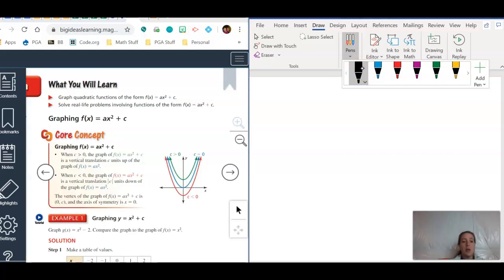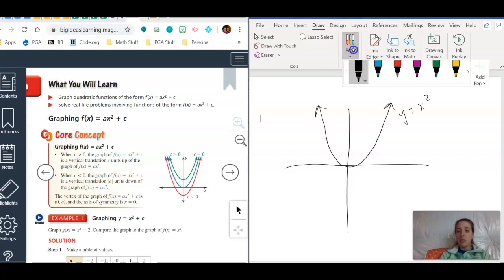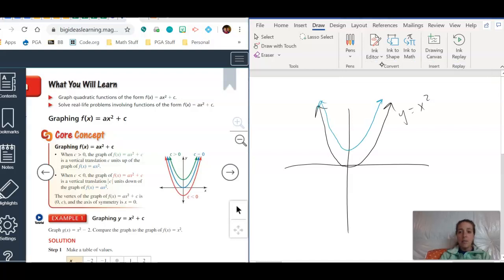So here you can see in our book that if C is greater than 0, it's a vertical translation up. Okay, so I'm actually going to draw a picture in my notes because I need to have a picture generally, right? So here is my parent function. So this is just my y equals x squared. And then nothing else about the shape changes. So this is going to be y equals x squared plus c. So my positive c, it's a vertical translation up if c is greater than 0. Okay, so it's telling me if that c value is positive, it's going to shift the whole thing up.